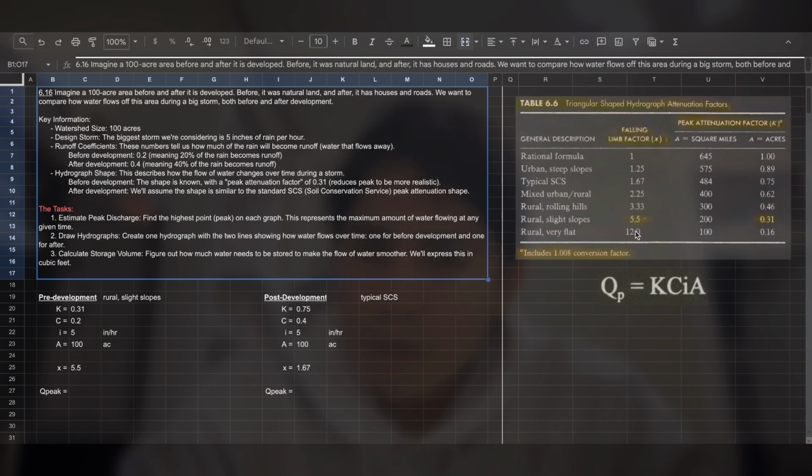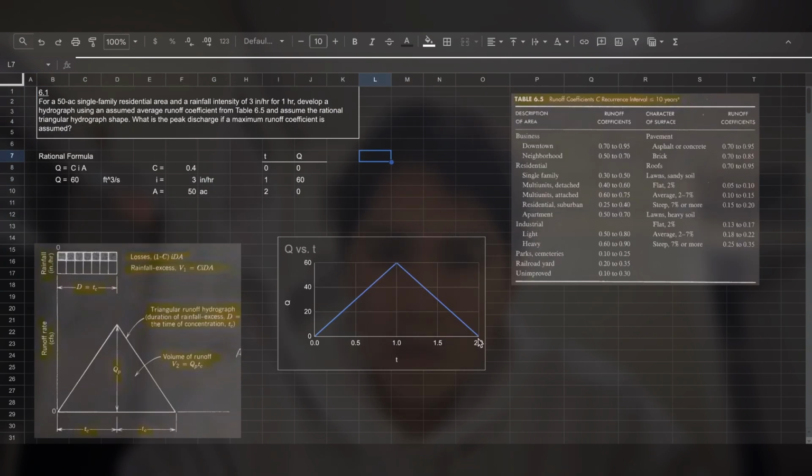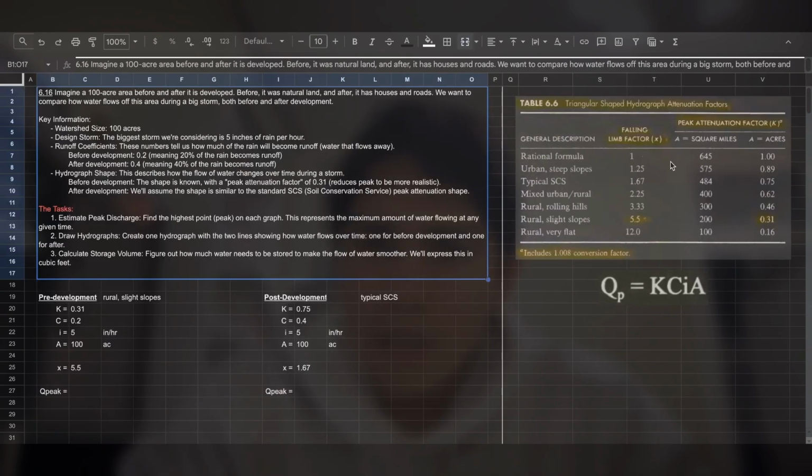And all we do is multiply the time it takes to get to the peak times each of these numbers. If you remember from the rational formula, the time it takes to rise to the peak was exactly the same as the time it took to get to the bottom, to 0. That's because K is 1 and X, the falling limb factor, is also 1. For the SCS method, K is 0.75 and the falling limb factor is 1.67. So we multiply 1.67 times the time it takes us to get to the peak. In our case here, we're going to use 0.31 and multiply whatever time it takes us to get to the peak times 5.5.